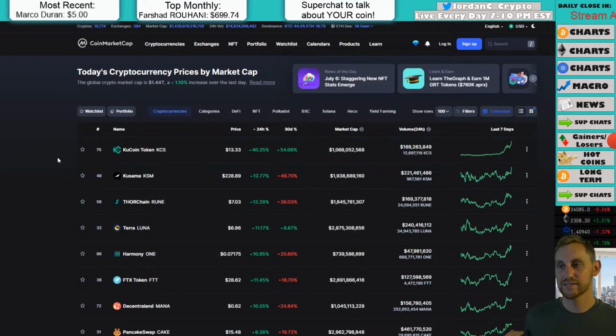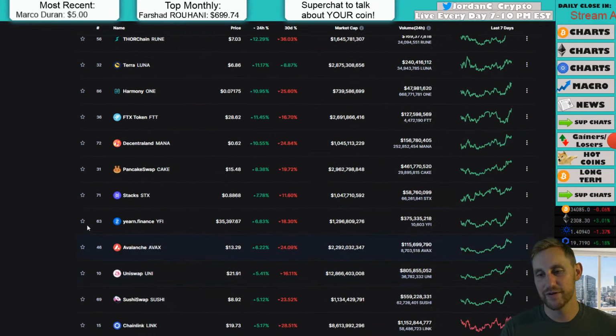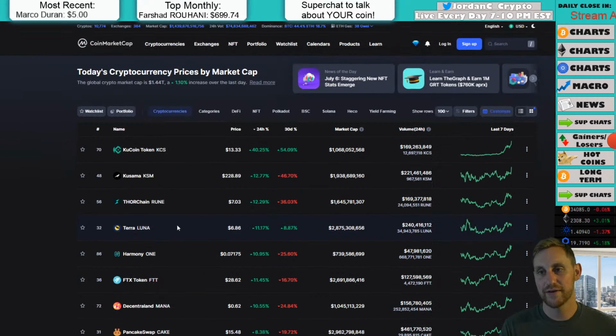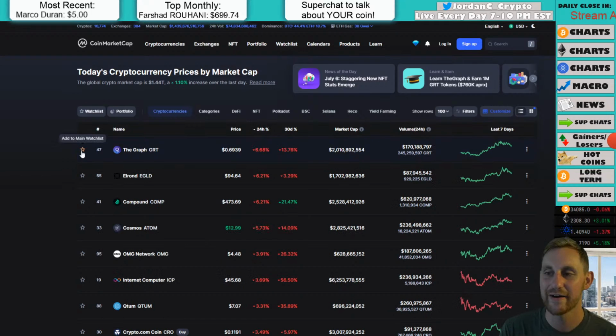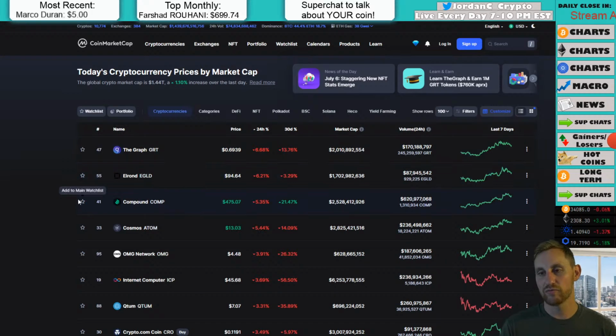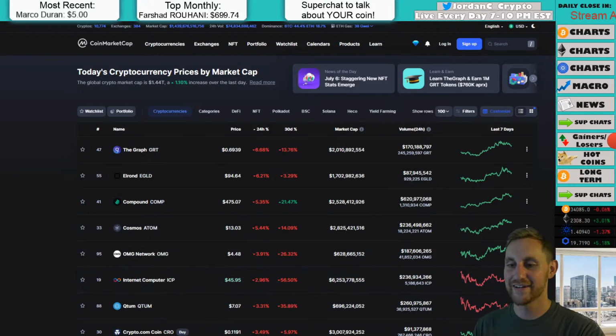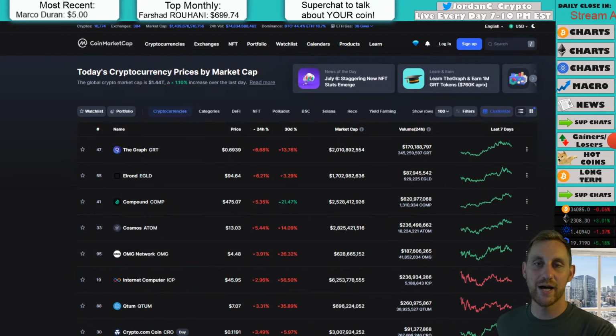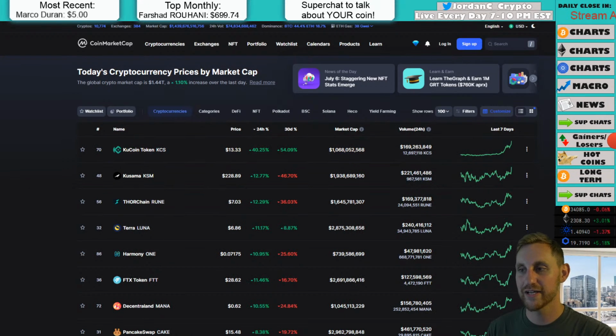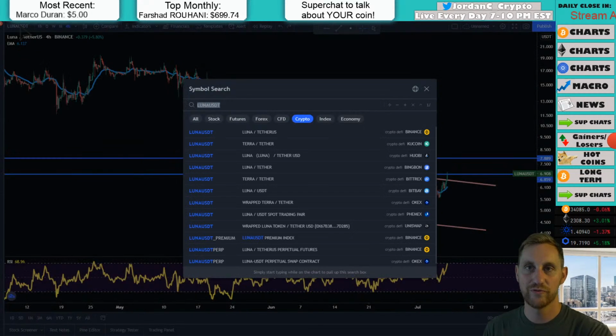Kusama up 12%. Thorchain 12. I mean, we talked about it this morning, guys. It's the DeFi projects that are going off. So we'll look at some of these hot coins in a second. Biggest losers, the Graph, getting a little bit of pullback. It was performing pretty well there. Getting a little pullback, that's okay. Elrond, Compound, Cosmos, OMG, ICP. ICP is always here. It's like they're here 6 days a week, and then one day it's a top gainer. It's always bouncing around. But we'll look at KuCoin here, as KuCoin is performing really well.